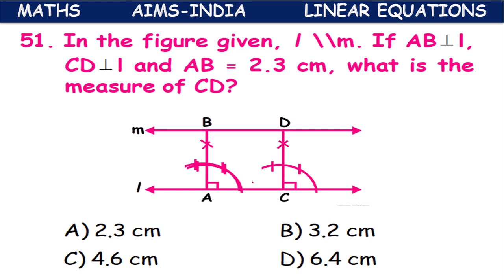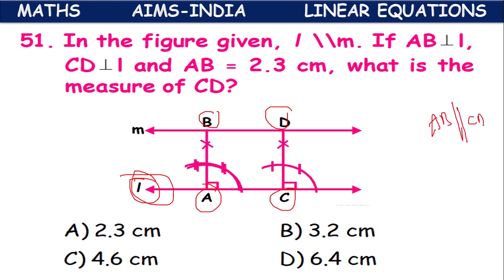In the figure given, AB is perpendicular to L, CD is also perpendicular to L. So then AB will be parallel to CD. If AB length is 2.3 centimeter, then in the same way CD length will also be 2.3 centimeter.